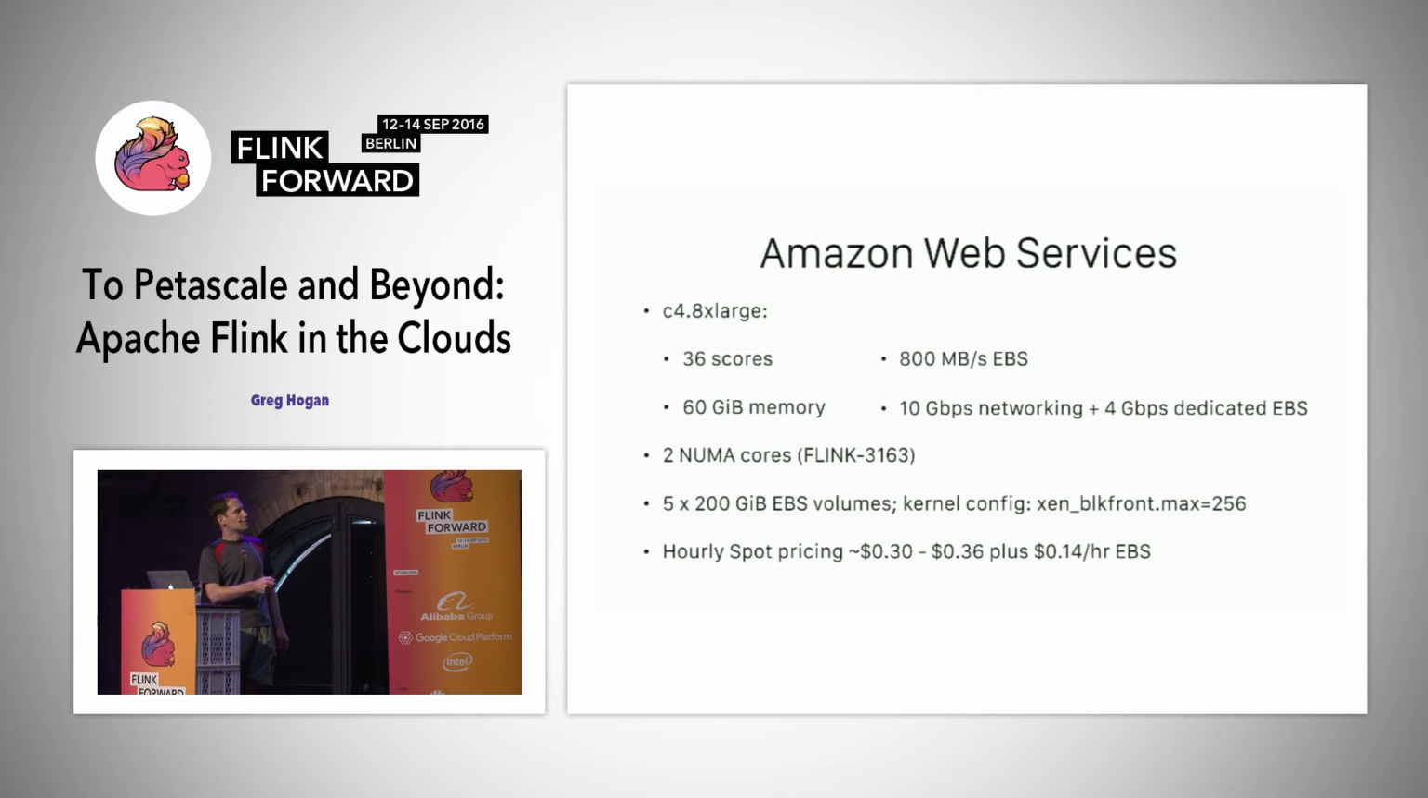60 gigabytes of memory. We can push 800 megabytes to the Elastic Block Store. I've rarely seen Flink I/O bound. We're always CPU bound. I know Gabor, I think, mentioned this as well. Flink is typically CPU bound at this time. We get 10 gigabits of networking and an extra 4 gigabits dedicated just to EBS.